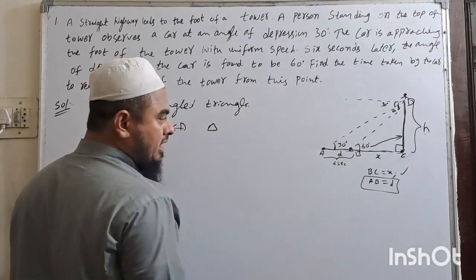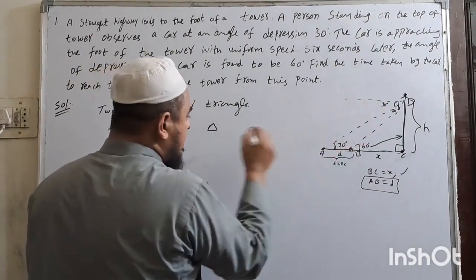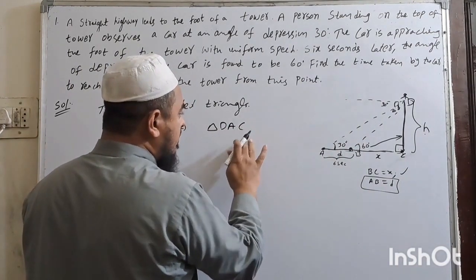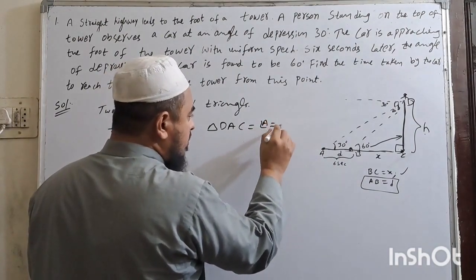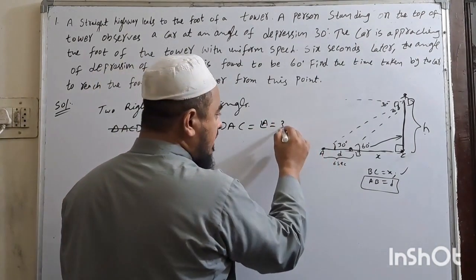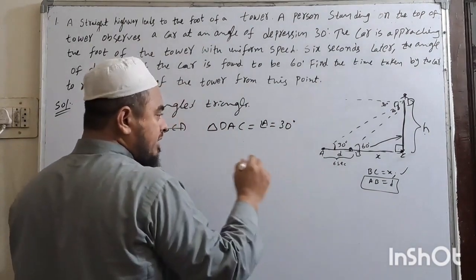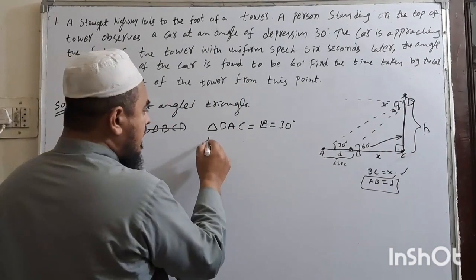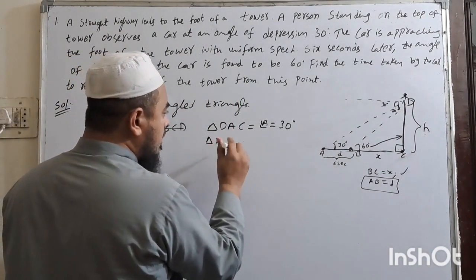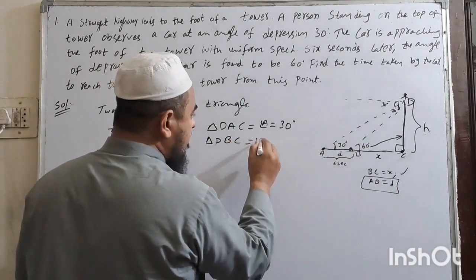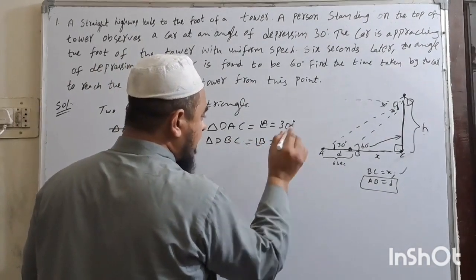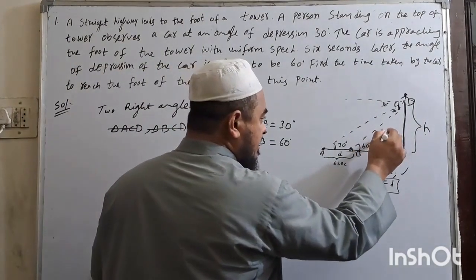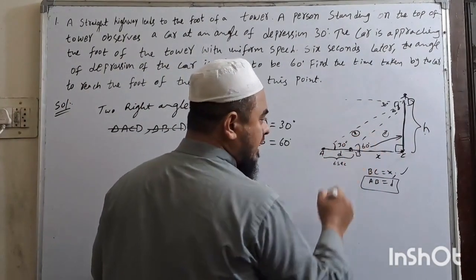Since we take the angle 30 degrees, so triangle DAC, because this is equal to angle A. And what is angle A here? It is nothing but 30 degrees. Another triangle which is formed here is DBC, which is nothing but angle B, which here we got as 60 degrees. Now if you observe, this is the first triangle, and this is the second triangle.